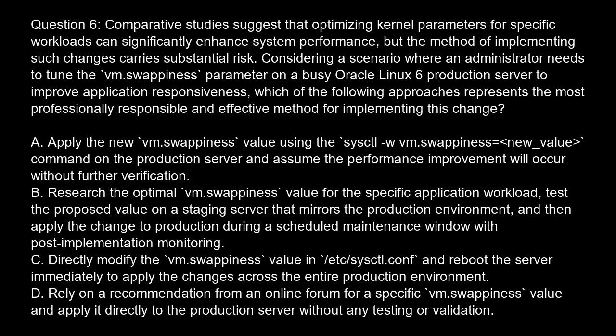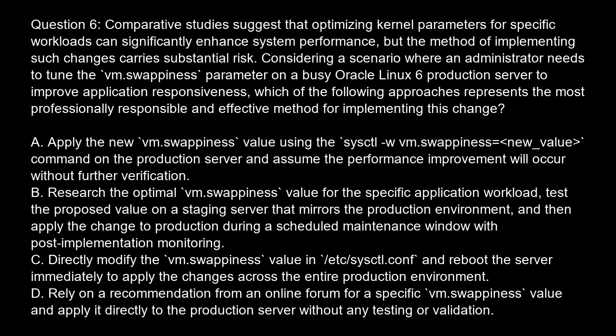Question 6. Comparative studies suggest that optimizing kernel parameters for specific workloads can significantly enhance system performance, but the method of implementing such changes carries substantial risk. Considering a scenario where an administrator needs to tune the vm.swappiness parameter on a busy Oracle Linux 6 production server to improve application responsiveness, which of the following approaches represents the most professionally responsible and effective method for implementing this change?